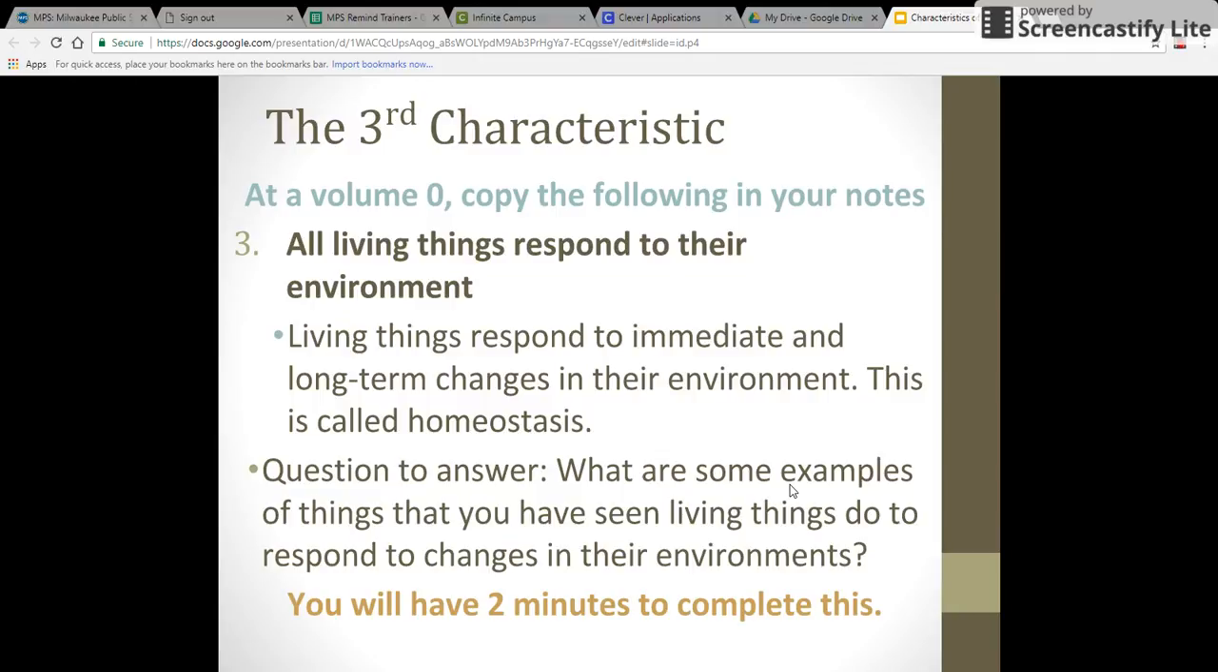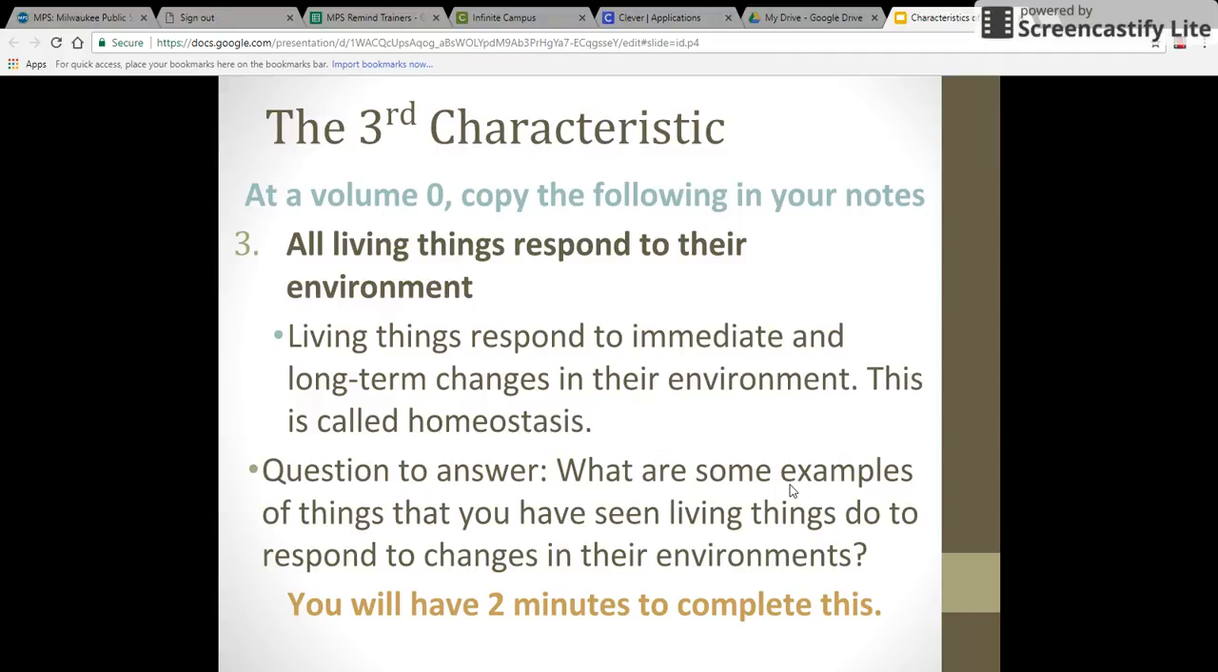Our third characteristic of life is talking about all living things responding to their environment. Now, this is a specific type of response. It means it can respond to either immediate or long-term changes in the environment. It's something known as homeostasis. This is often confused with evolution, meaning that as an environment changes, maybe an organism will develop something new as a way to respond to that. And this isn't what we're talking about now.